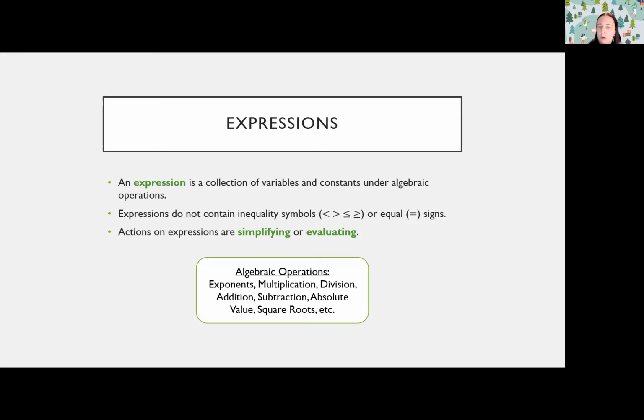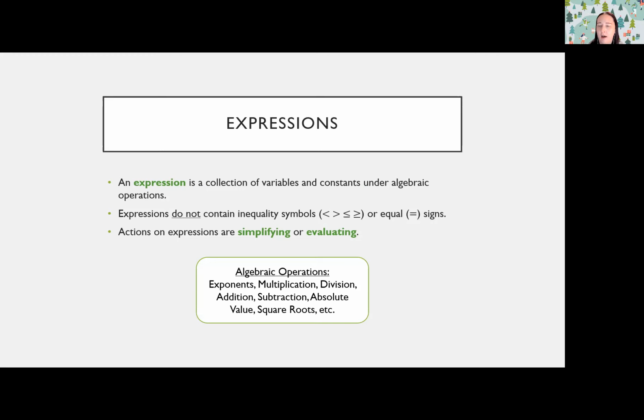Expressions. So expressions are things that involve variables and constants, and we're doing operations on them. So we talked about our operations already. The exponents, doing multiplication, division, adding, subtracting. I'm going to put in square roots in there. Those are all operations. They're things we do to numbers. And so when you have the order of operations, that's the order that you do things.